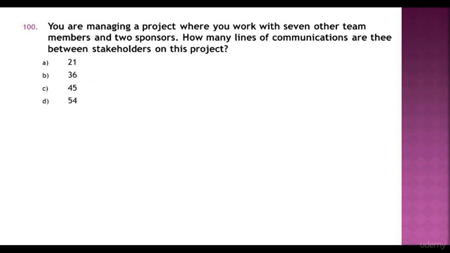Question 100. You are managing a project where you work with 7 other team members and 2 sponsors. How many lines of communications are there between stakeholders on this project? 21, 36, 45, 54. Answer C is the correct choice. 45.